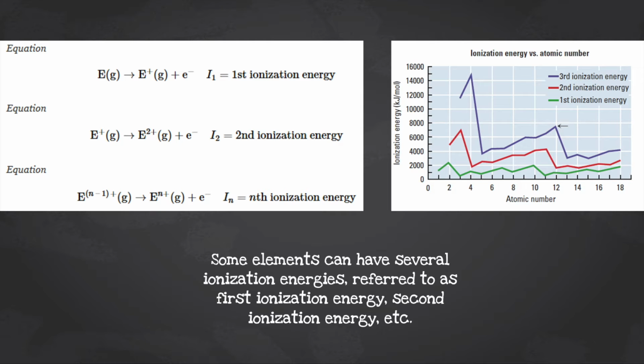Some elements can have several ionization energies, referred to as first ionization energy, second ionization energy, and so on. The first ionization energy is the energy required to remove the outermost, highest energy electron, and the second ionization energy is the energy required to remove any subsequent high energy electron from the cation.